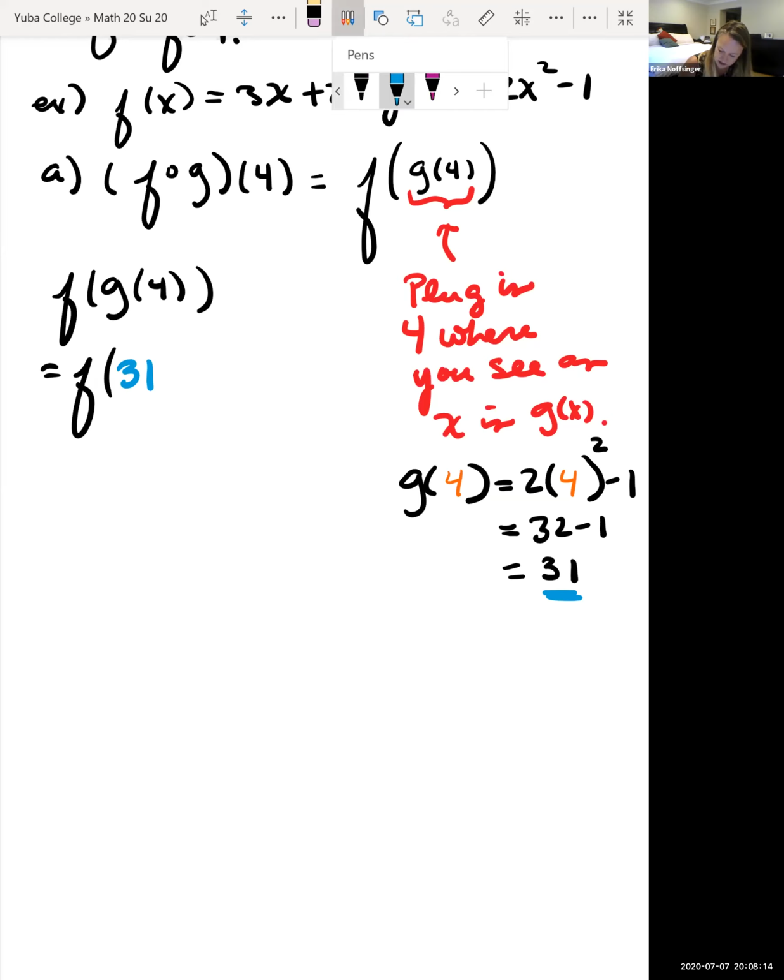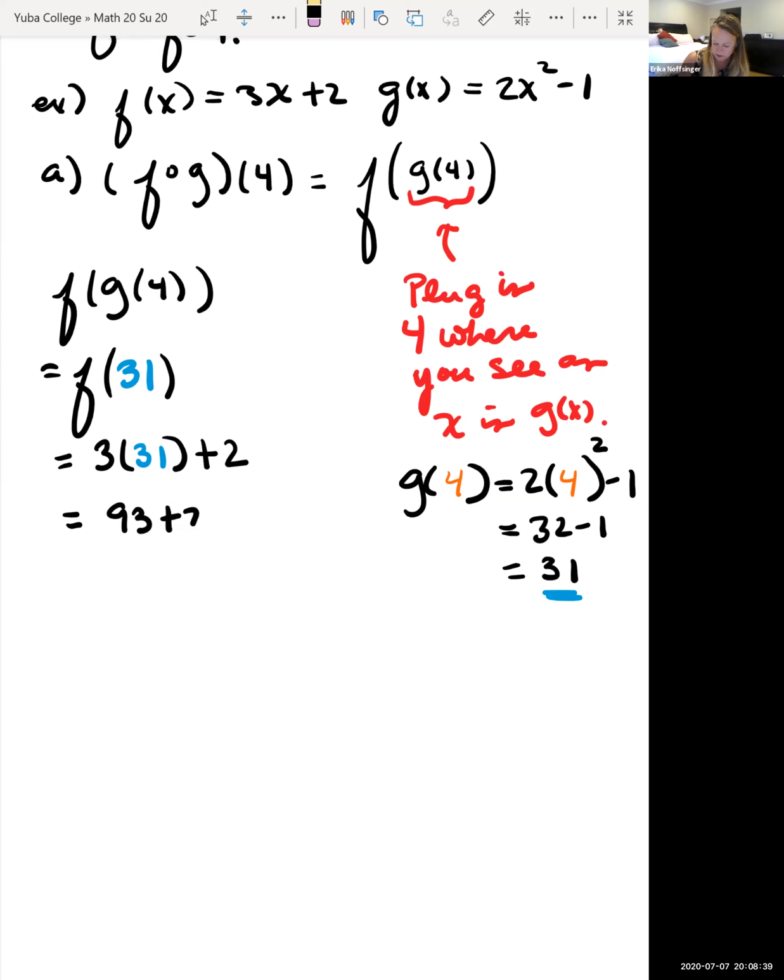That's telling us to go in and wherever we see an x now in f of x, we rewrite and plug in 31. So we have 3, put parentheses where you see an x, and then plus 2, replace x with 31. So this is equal to 3 times 31 is 93, plus 2, which is 95. There were a couple ways that we could do this. Because it already gave us that value for x to plug in, I just did it this way.